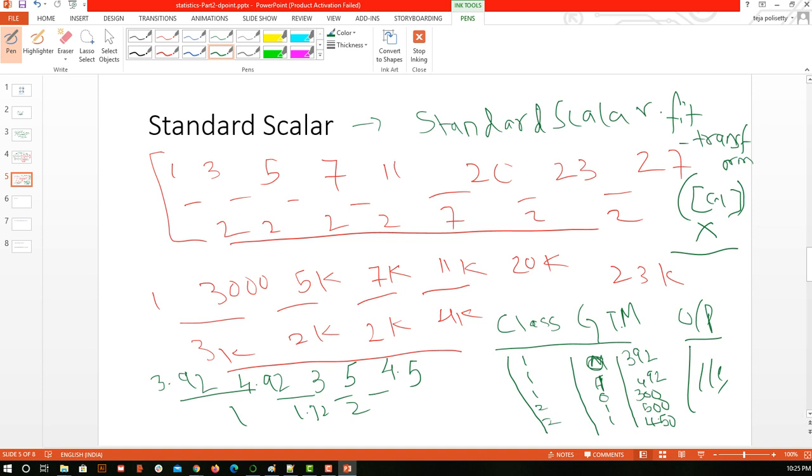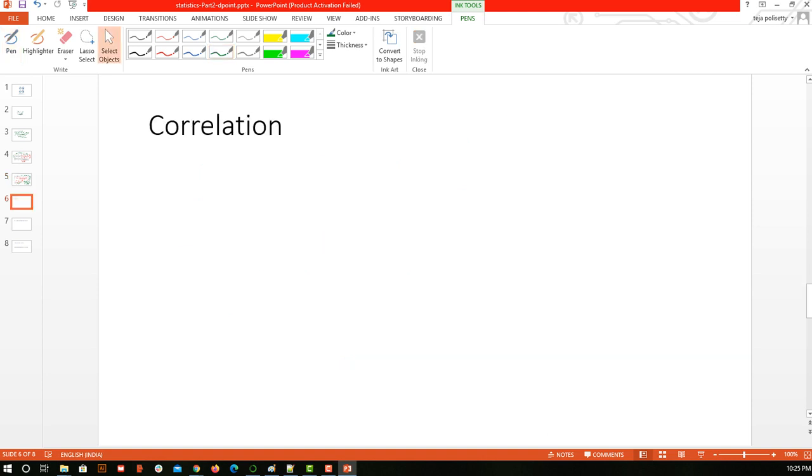Let's move on to our next topic, which is correlation. This is one of the important techniques we use in feature filtering or reduction. So what is a feature? Previously you have seen class, marks, gender, so those were 3 features. Like that, suppose we have 200 features and one output.